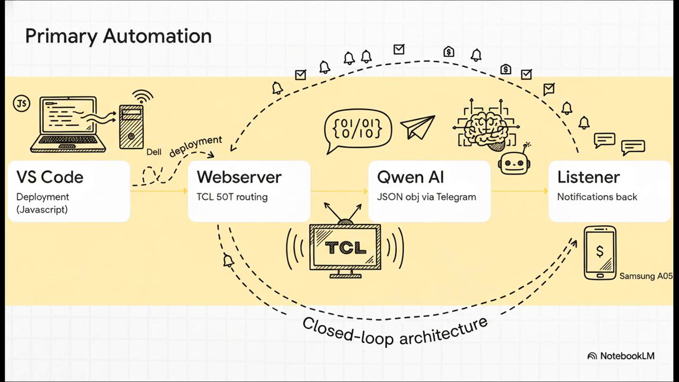Step 3. It's converted into a JSON object and passed via Telegram over to Qwen AI on the Samsung A05 for the actual processing. And finally, Step 4. The results and responses are sent back as notifications to the Telegram listener sitting back on the Dell. It is a completely closed-loop, automated microservice architecture running entirely on standard consumer tech.